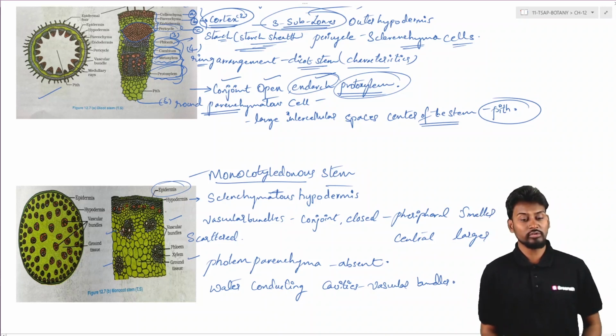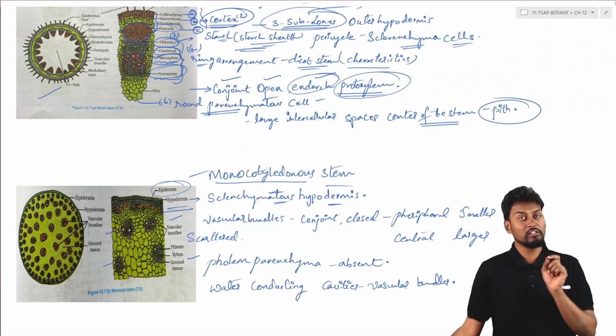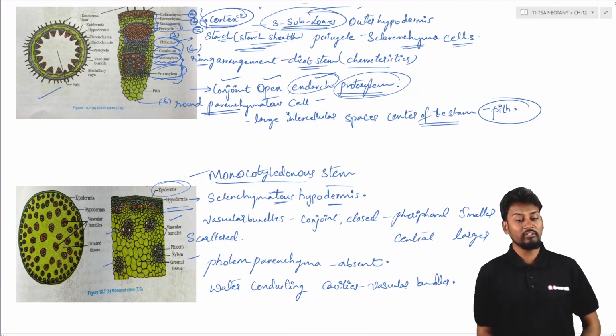Next is the hypodermis. The hypodermis is the layer below the epidermis, also called the cortex layer. This is called the sclerenchymatous hypodermis, because it predominantly consists of sclerenchymatous simple tissue. So this is the layer which is generally present.